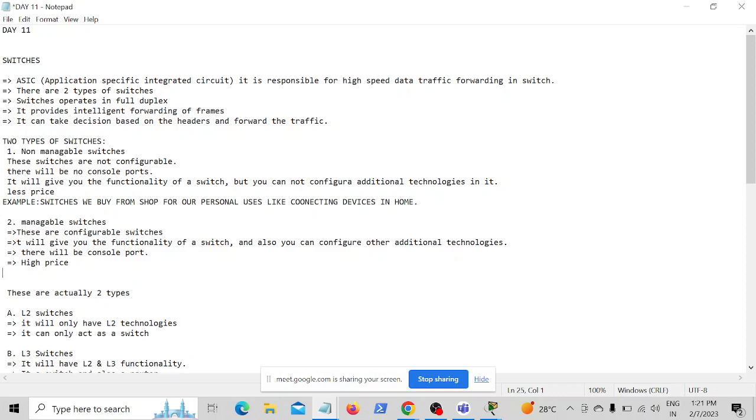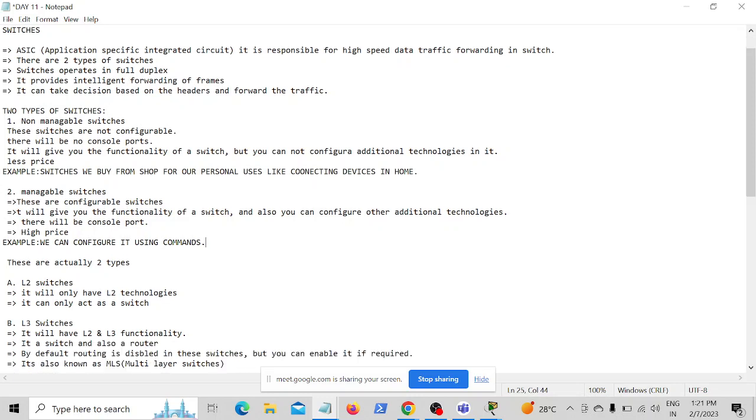So this is high price, and I'll give an example. We can configure it using commands, as I told, CLI commands.